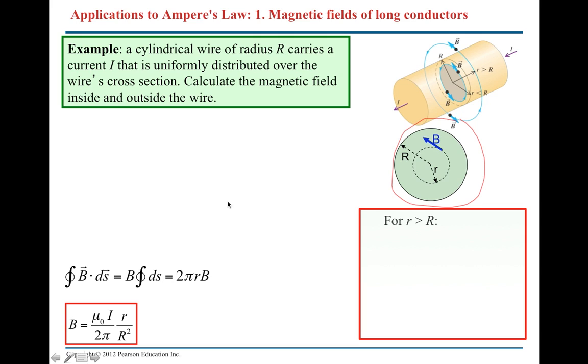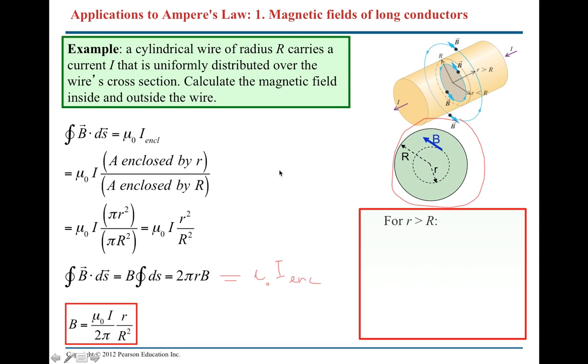The only challenge for me is to find the enclosed current, because this is equal to mu naught times I enclosed. I have to know what I enclosed is. If I am outside, the I enclosed is simply I. But if I am inside, then I have to worry about what the enclosed I is. So when I'm inside, this is for r less than big R.